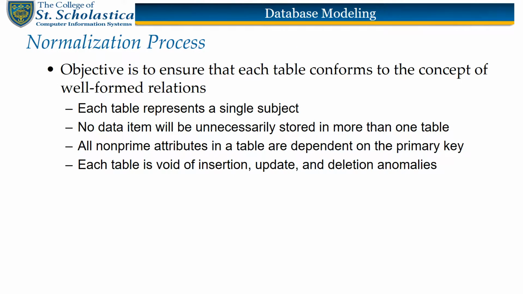The object of normalization is to ensure that each table conforms to the concept of well-formed relations, which tend to have the following characteristics. Each table represents a single subject. No data item will be unnecessarily stored in more than one table. All non-prime attributes in a table are dependent on the primary key, and finally, each table is void of insertion, update, and deletion anomalies.